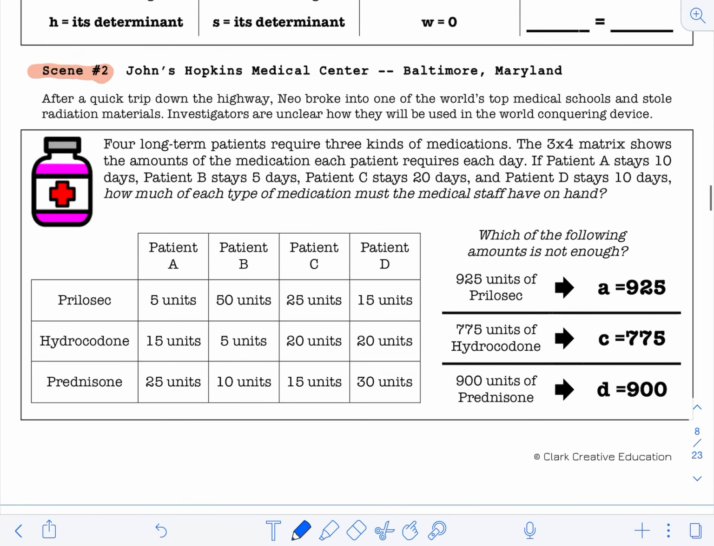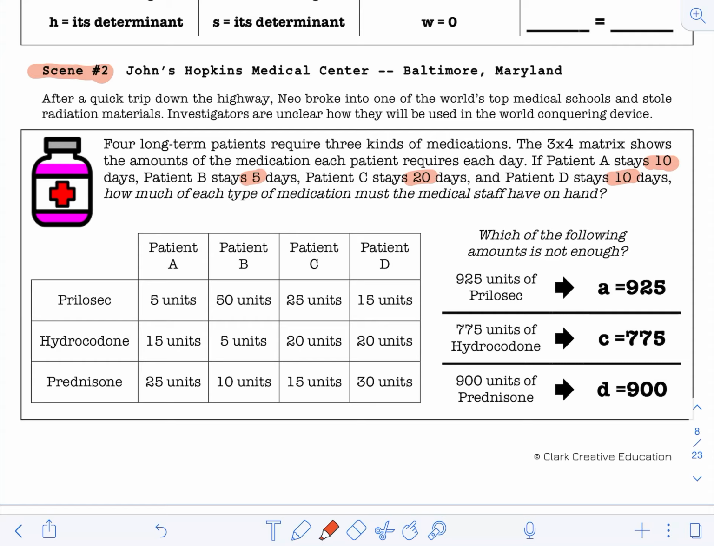If we read scene 2: after a quick trip down the highway, Neo broke into the world's top medical schools and stole radiation materials. Investigators are unclear how they will be used in the world-conquering device. 4 long-term patients require 3 kinds of medications. The 3x4 matrix shows the amounts of medication each patient requires each day. If patient A stays 10 days, that's going to be important. Patient B stays 5 days, patient C stays 20 days, and patient D stays 10 days. How much of each type of medication must the medical staff have on hand?